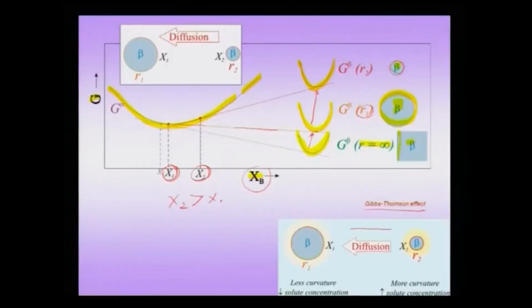And this implies automatically that a concentration gradient is going to be set up, and therefore, there will be diffusion of solute from the smaller particle to the larger particle, which finally of course results in the smaller particle reducing in size and the larger particle increasing in size. Finally, as a global picture, you would notice that the average particle size increases with time.